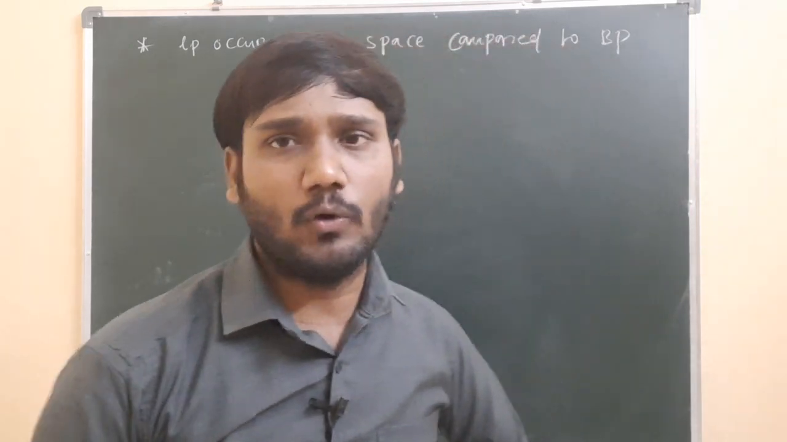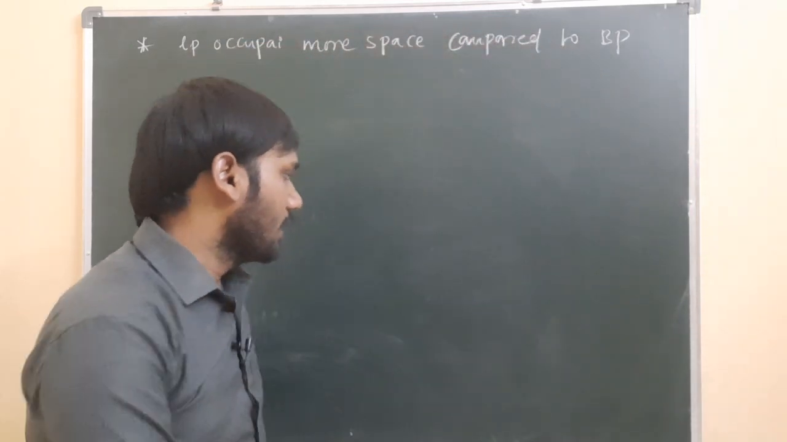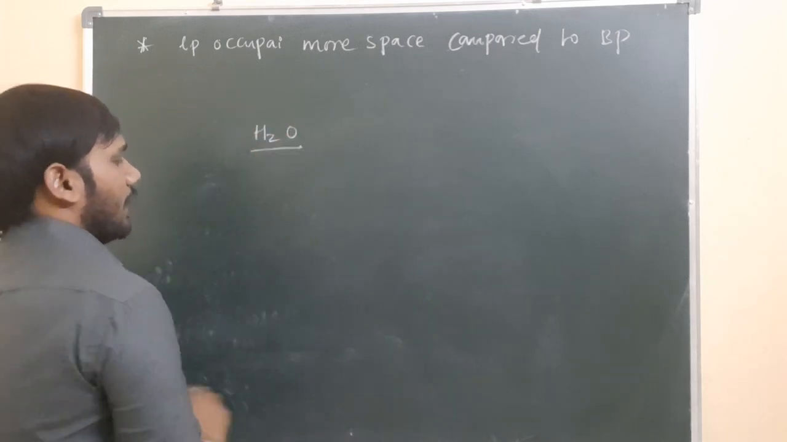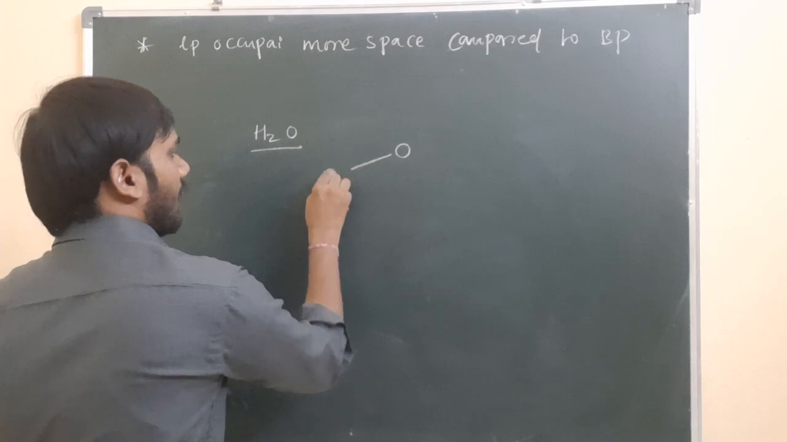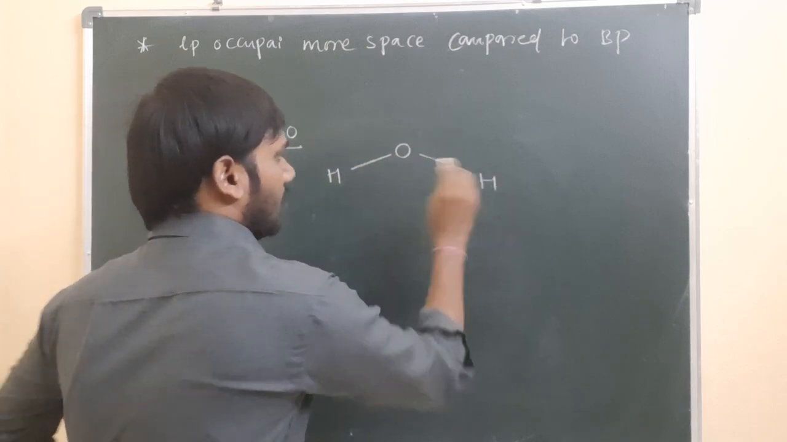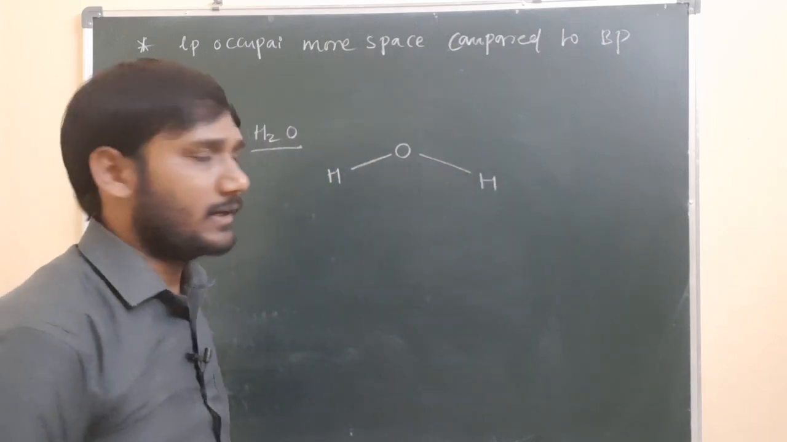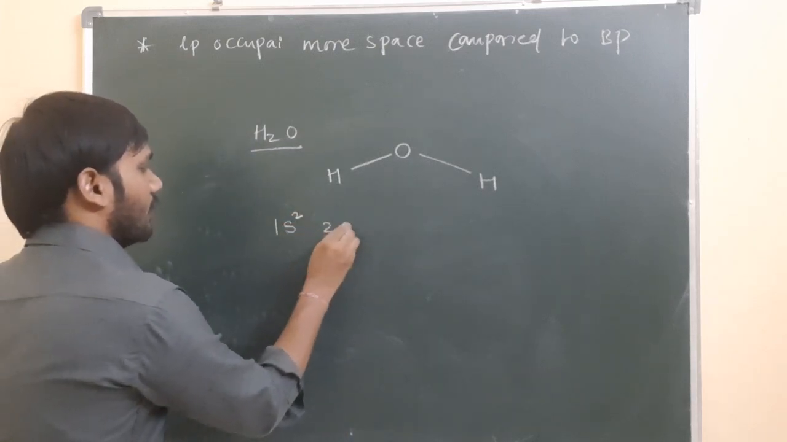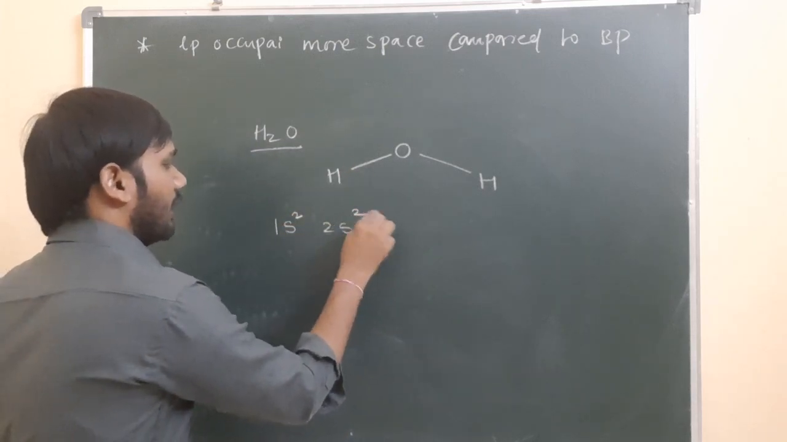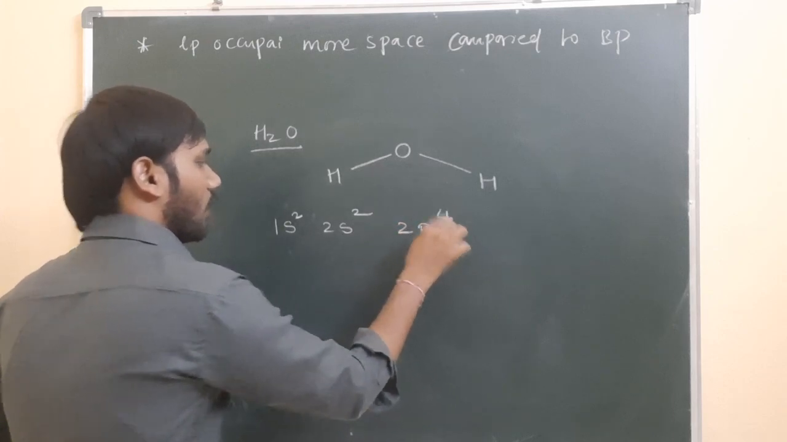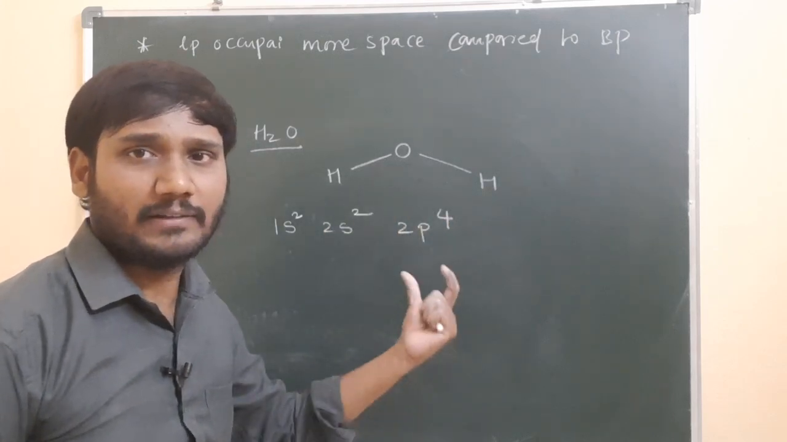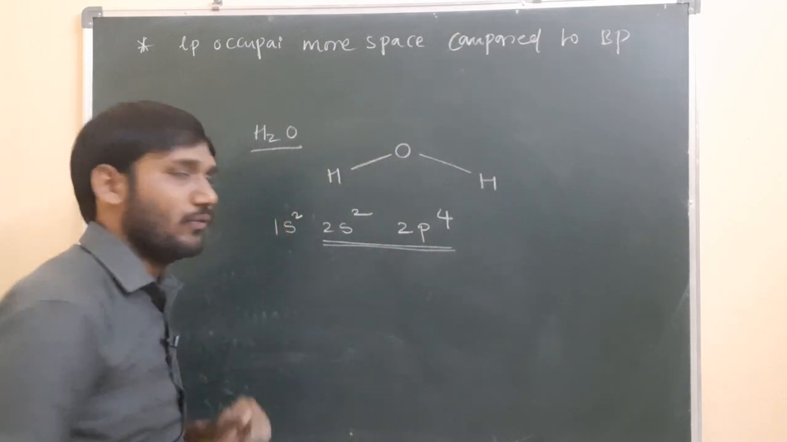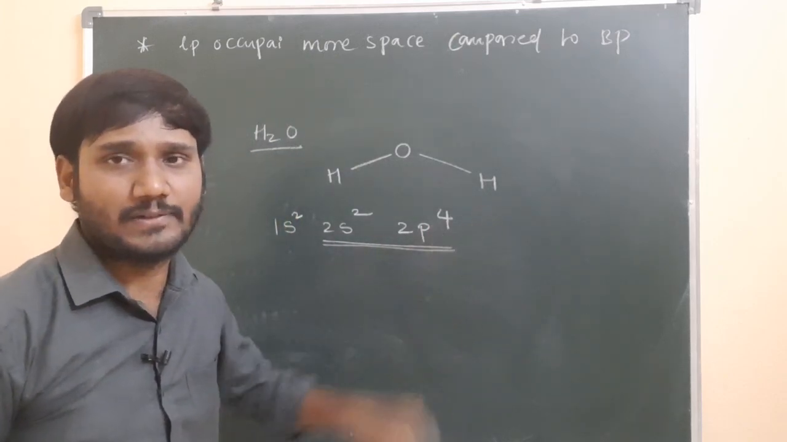Then what is the meaning of lone pair? What is the meaning of bond pair? For example, if I take H2O, it is nothing but oxygen and 2 hydrogens. The oxygen atomic number is 8. When I write the electronic configuration, it is 1s2, 2s2, 2p4. This is the oxygen electronic configuration. The valence configuration is 2s2, 2p4, because it is the last shell.